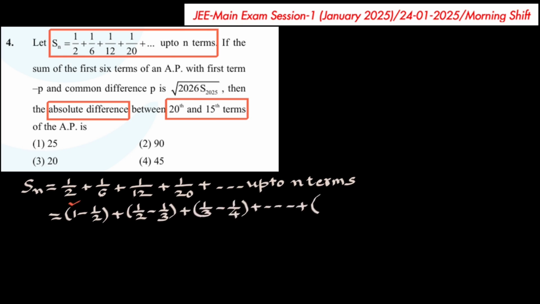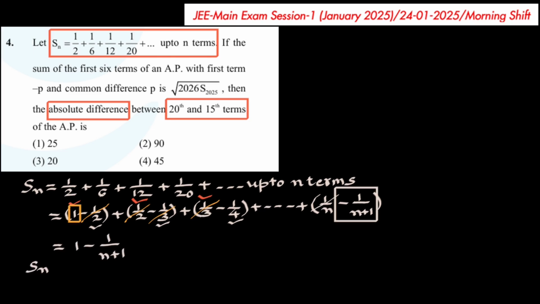From this 1, 1/2, 1/3, we write 1 upon n, then minus, from this 1/2, 1/3, 1/4, we write 1 upon n plus 1. Here minus half plus half is 0, minus 1/3 plus 1/3 is 0, etc. So 1 will remain, minus 1 upon n plus 1. So Sn will be n upon n plus 1.